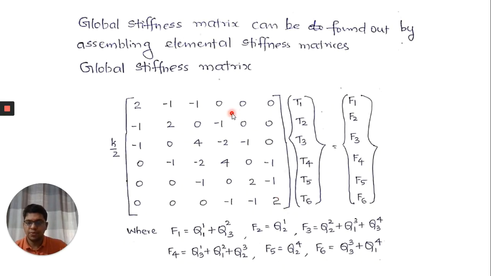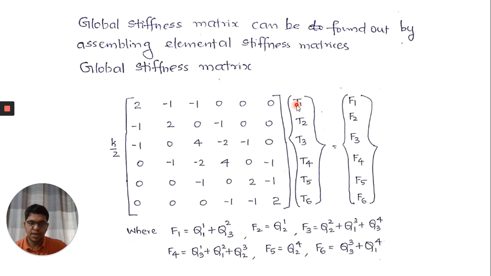So then if you have all these elemental stiffness matrices, then you can do the assembly of elemental stiffness matrices so that you are going to get the global stiffness matrix. So the global stiffness matrix is same as what we have discussed in the class. So you can assemble the same way the global stiffness matrix here. So you are going to get the global stiffness matrix like this, K by 2 into all these matrices.